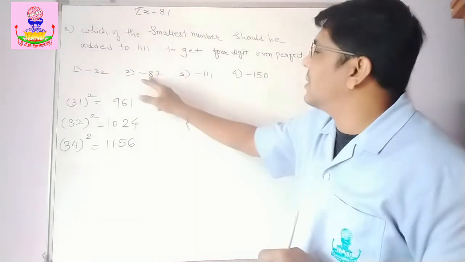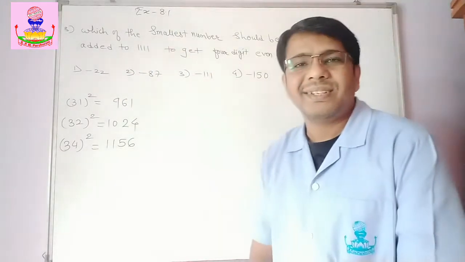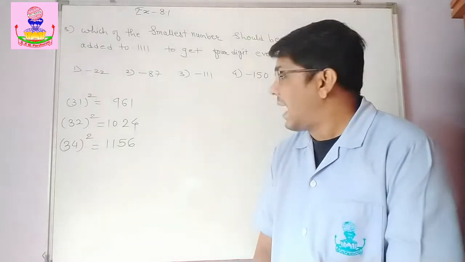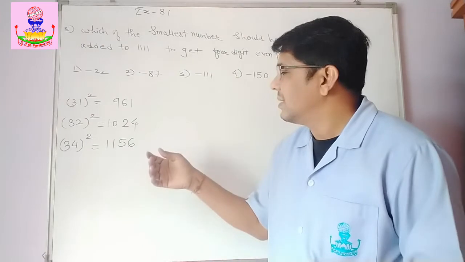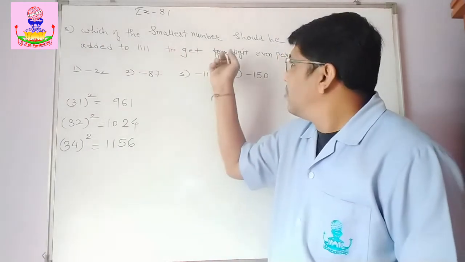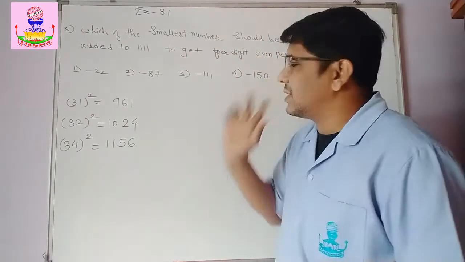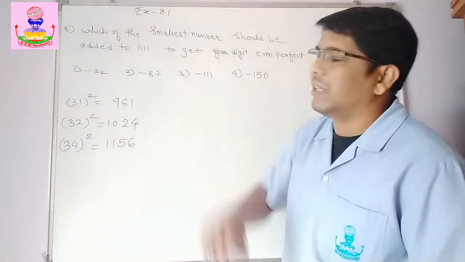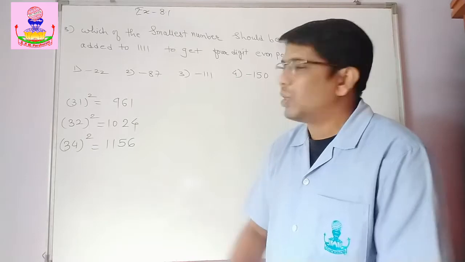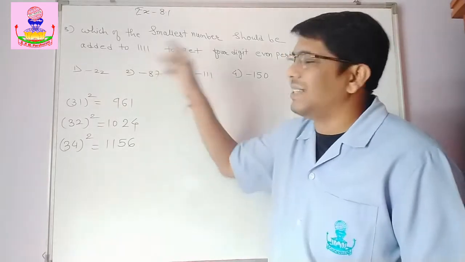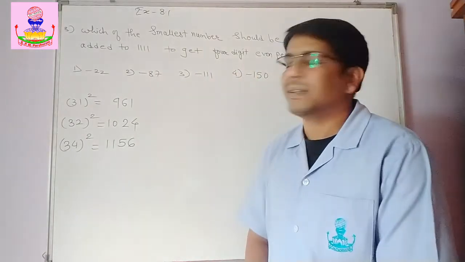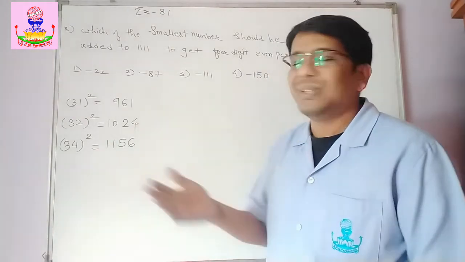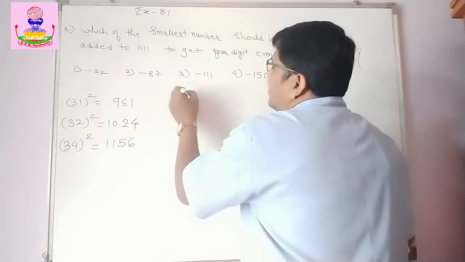Now see what I want. 1111. In this, I have to add these smallest numbers so that I can get a 4-digit even perfect square number. Now 1156 I cannot get. Why? Because these all are negative numbers. If I add them, subtraction will be done. So I am going to get answer 1024. So what you do? Simple thing.